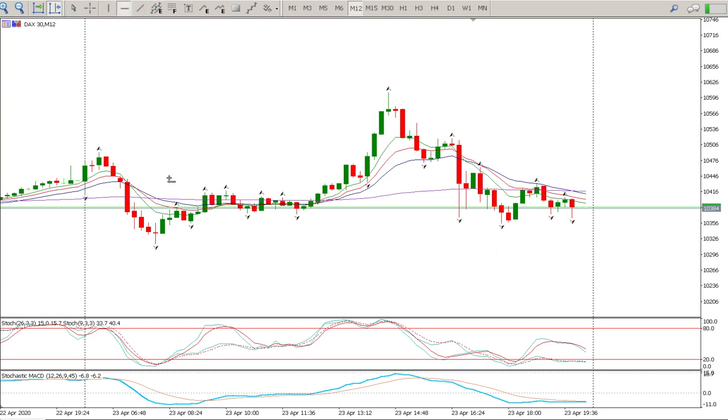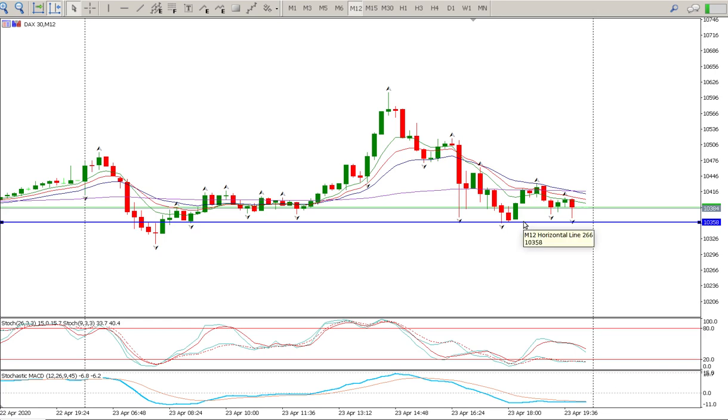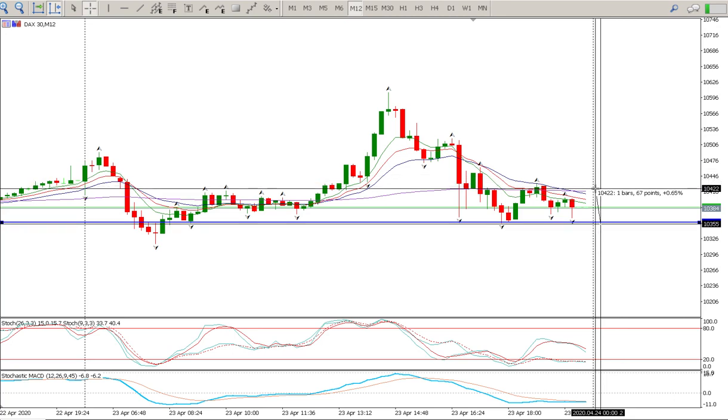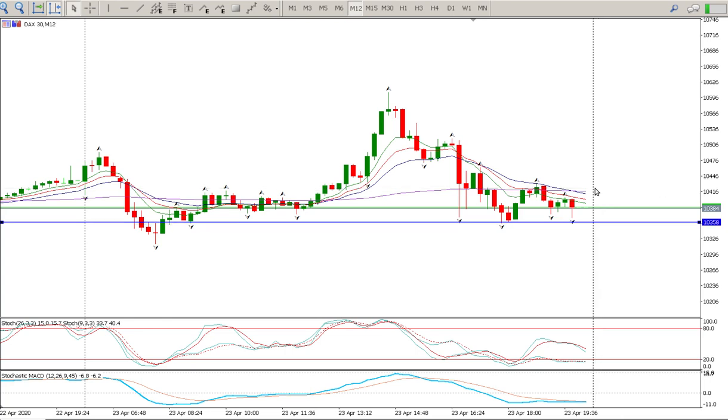At the same time, we have a pretty good head and shoulders here. Here's the shoulder, here's the head, here's the shoulder. So a break below 10,358 gets you short. And the nice thing about that trade, if I drop just below that and move the stop up to the fractal, is that it's a 67-point stop loss, which is quite a nice trade for the DAX. But that's pretty much what I'll be looking at on the DAX today.